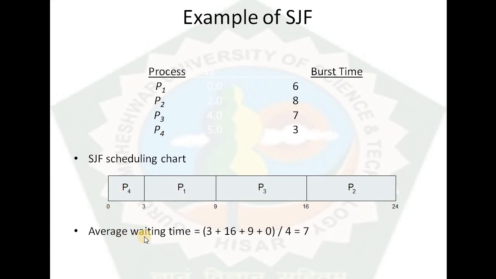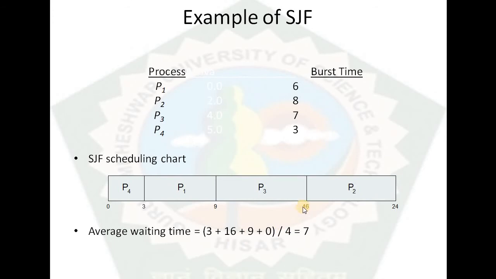Let's calculate the average waiting time for the same. That is the total waiting time divided by the total number of processes, that is 4. The waiting time for each process: firstly for process P1, P1 has to wait for 3 milliseconds because it has to wait till the execution of P4 is completed. So the waiting time of P1 is 3, plus the P2 waiting time. P2 has to wait till the execution of P4, P1 and P3 is completed, that is a total of 16 milliseconds here.